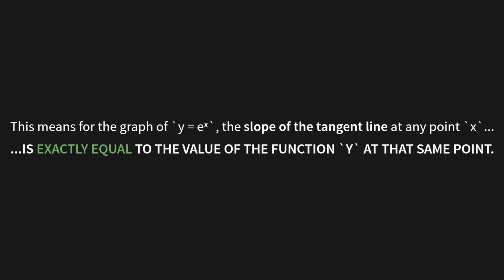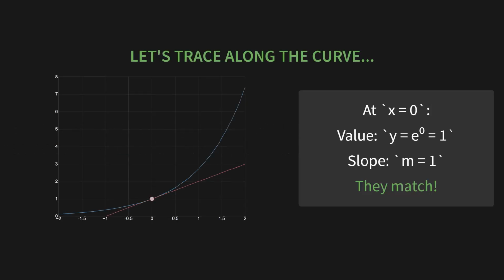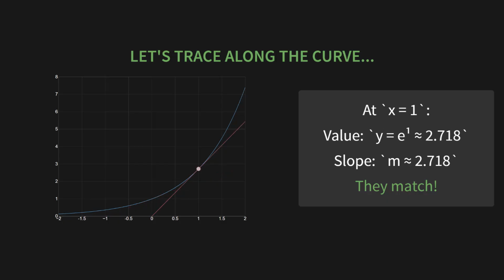Let's trace along the curve. We'll check a few points. First, at x equals 0, the value is y equals e to the 0, which is 1. The slope of the tangent line at that point is m equals 1. They match. Okay, let's keep tracing. How about at x equals 1? The value is y equals e to the 1, which is about 2.718. And the slope? The slope m is also about 2.718.